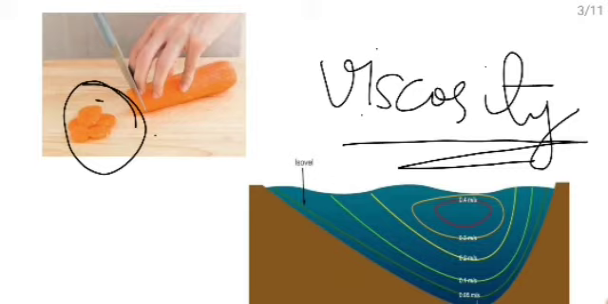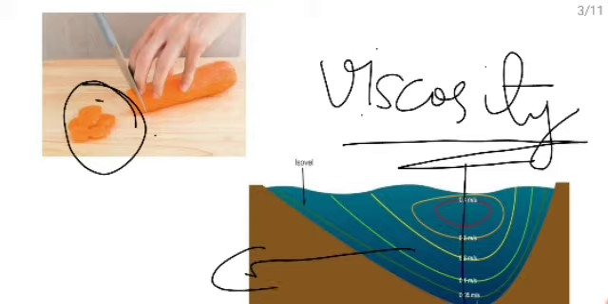Here, a cross section of a river flowing is shown. The velocity is not uniform throughout the depth. It is maximum near the surface and continuously decreases towards the bed because of the shear stress offered by the bed. That is what is shown in this figure.